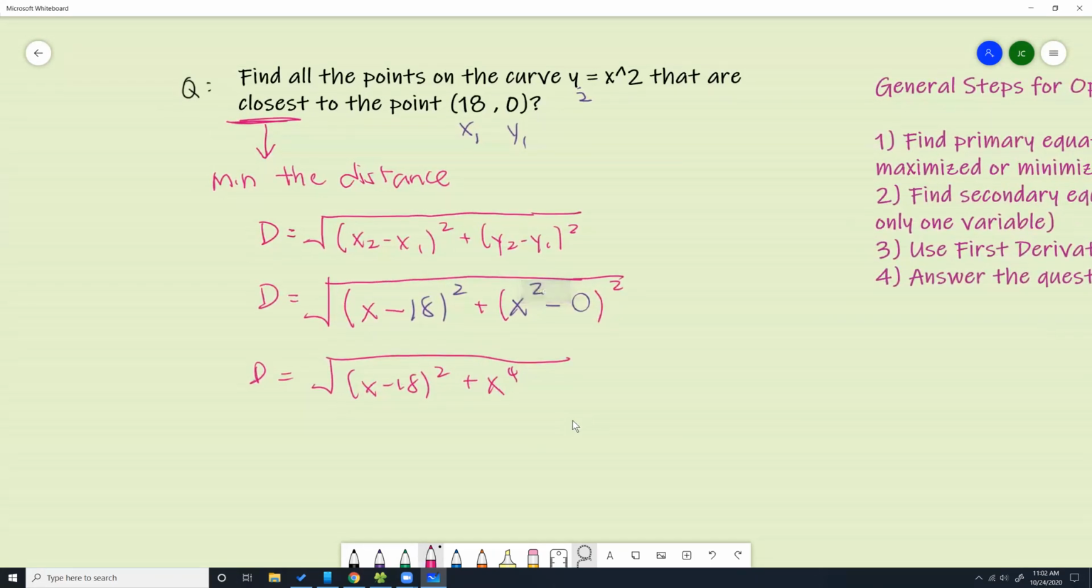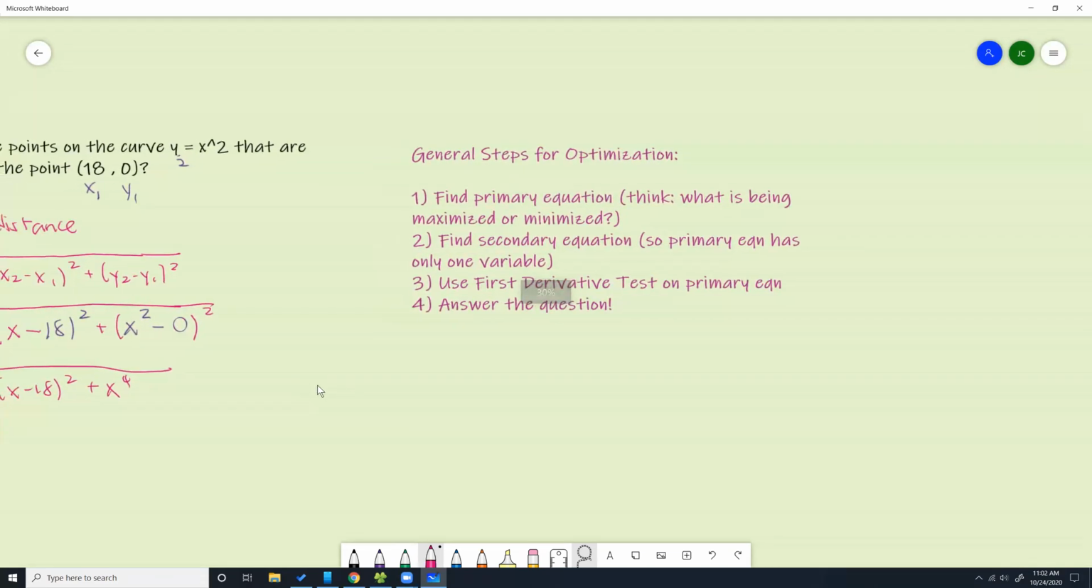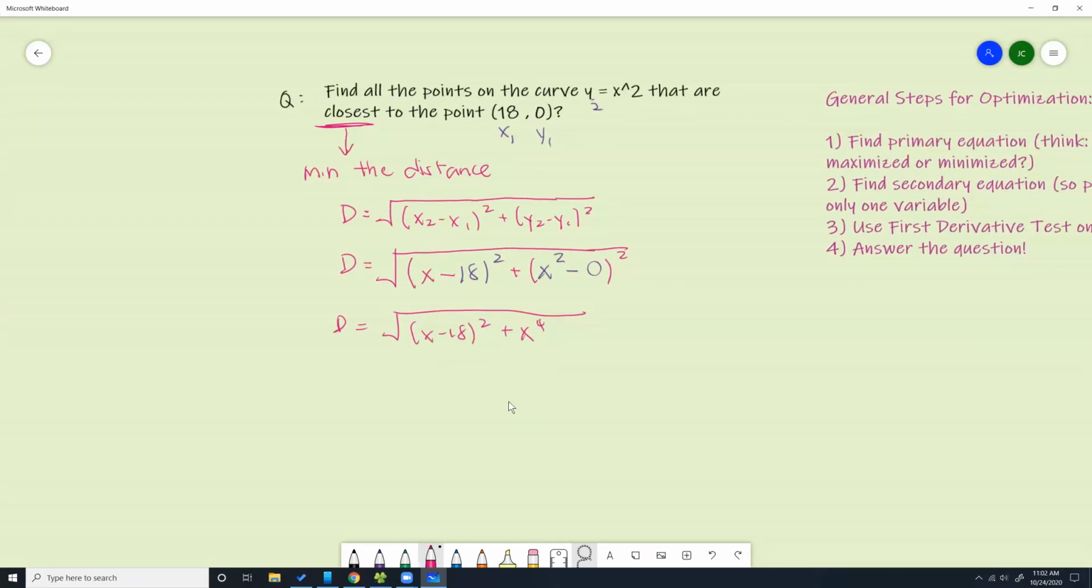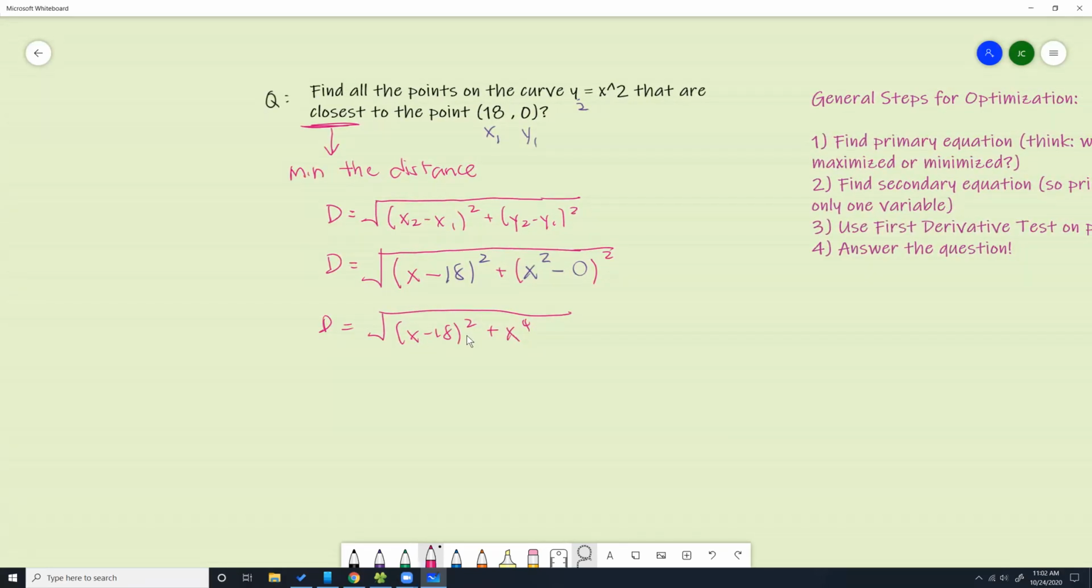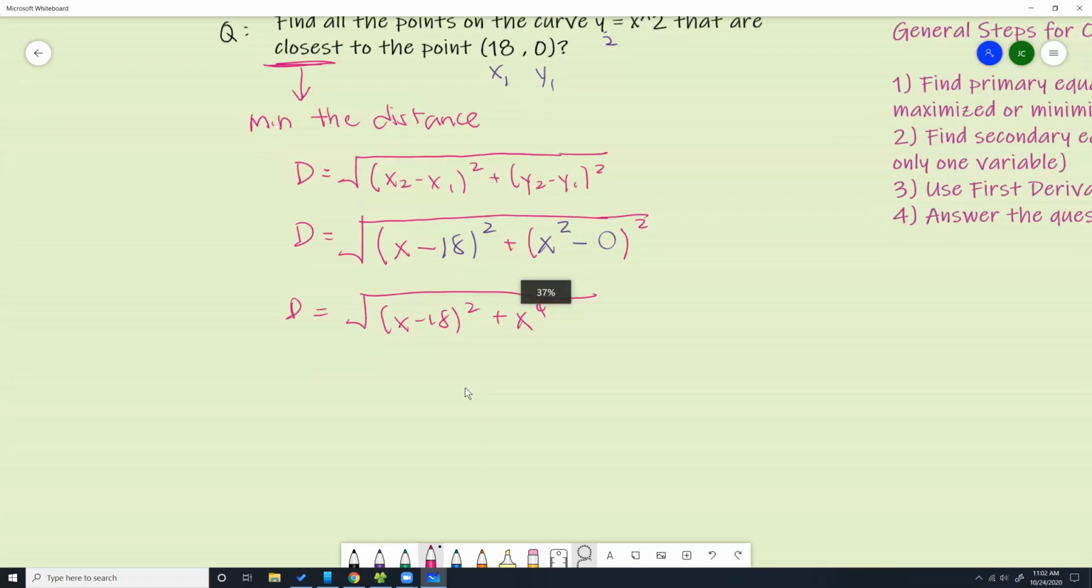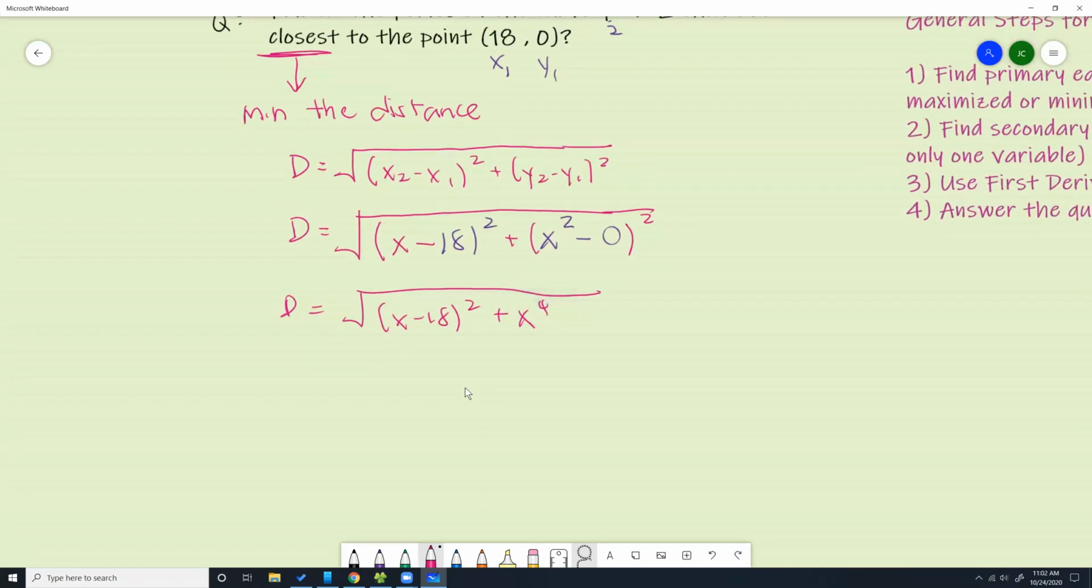Okay, so at this point, we're ready for step 3, where you use the first derivative test on the primary equation, because we have this equation down. We have the distance equation in terms of x only. And so we're ready to take the derivative, do the whole first derivative test. But the thing is, if you were to do that, this is a square root equation with a quadratic and a 4th degree equation here. The chain rule for this would be crazy.